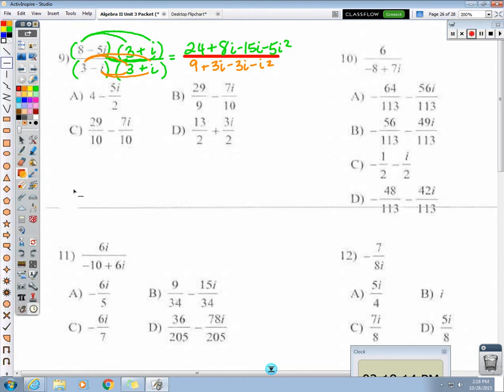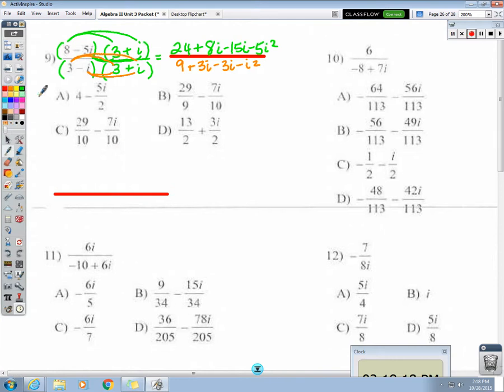Okay, I'll take the work down here so that I have room. What can be done to simplify that numerator? Okay, 8i minus 15i is negative 7i. Okay, and then I cross that out. That way I know I've dealt with it and it doesn't get in my way. What else can be simplified in the numerator?